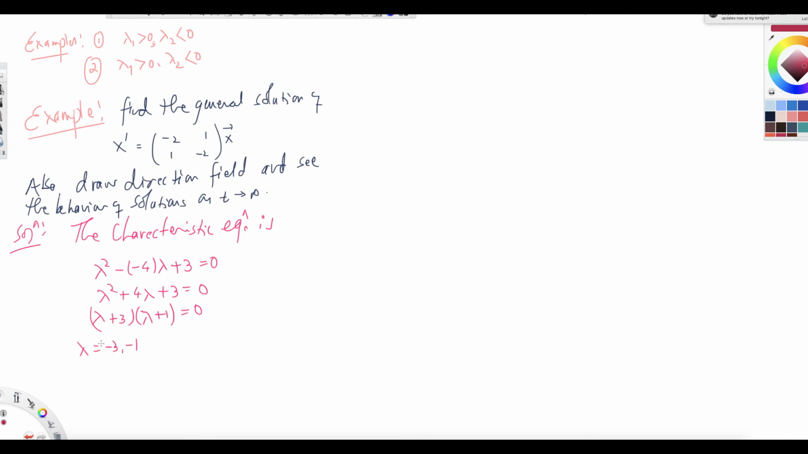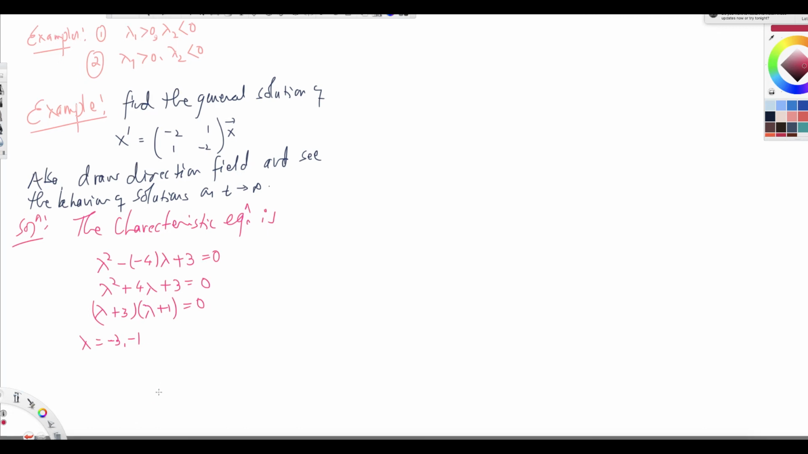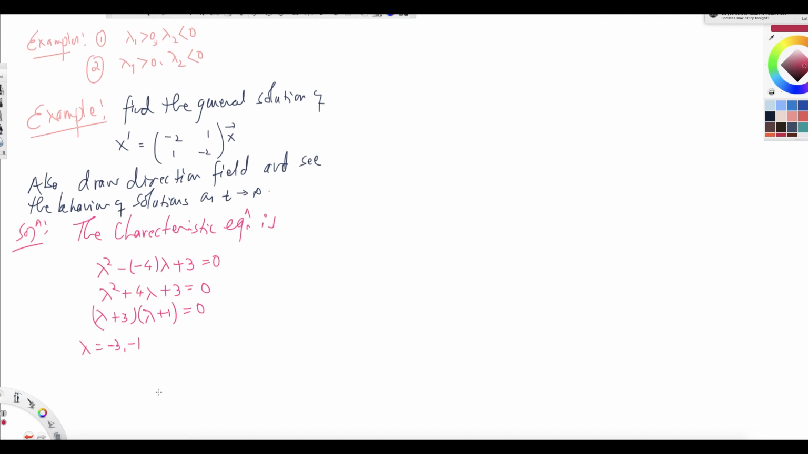You see that there are two solutions, and then we have the two eigenvalues, lambda equals negative 1 and negative 3. Let us find out the eigenvectors. So for lambda equals negative 3, what is the eigenvector?